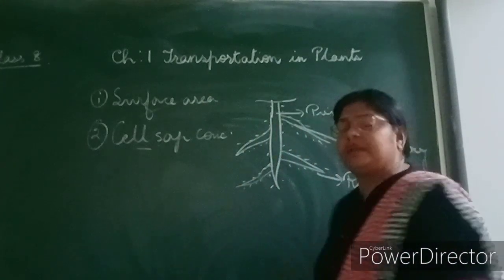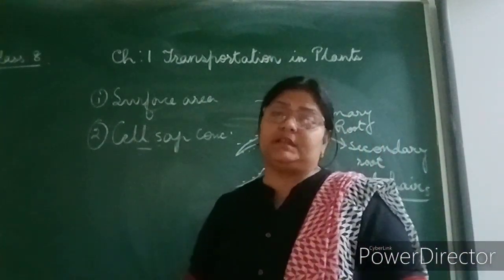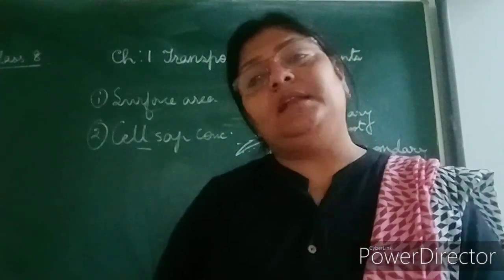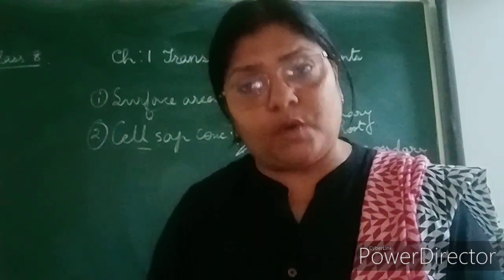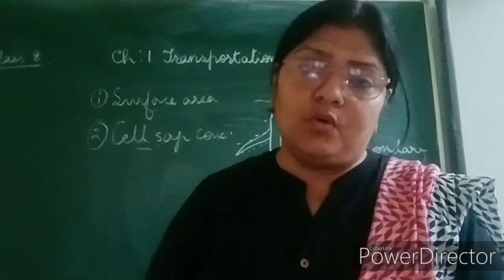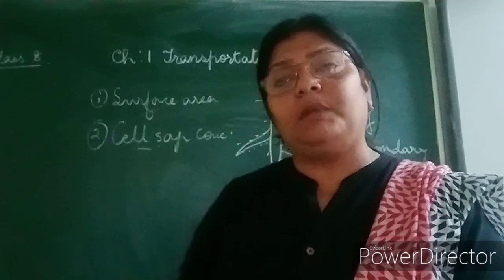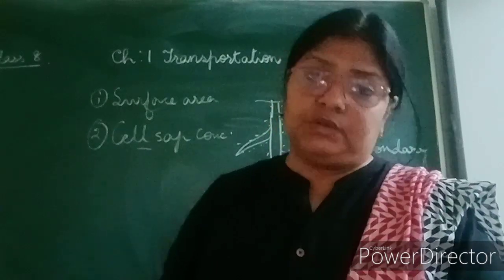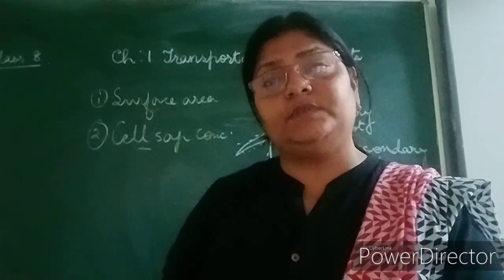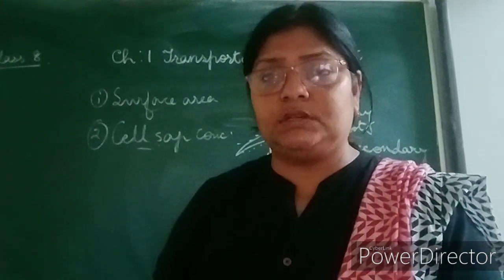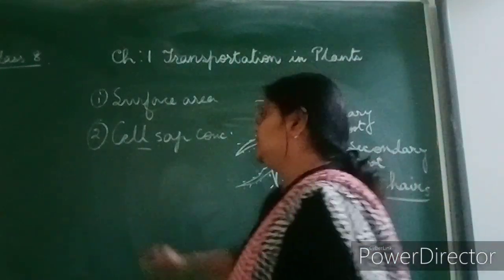Now, cell sap concentration. What is cell sap? Cell sap is the liquid present in the cell. The liquid present inside the root hairs has more salts than the water present in the soil. Because the concentration of minerals or solute is more in the root hairs, by a process we'll discuss later, the water gushes into the root hair. So the concentration of the cell sap is a major factor that helps the root hair to absorb water from the soil.